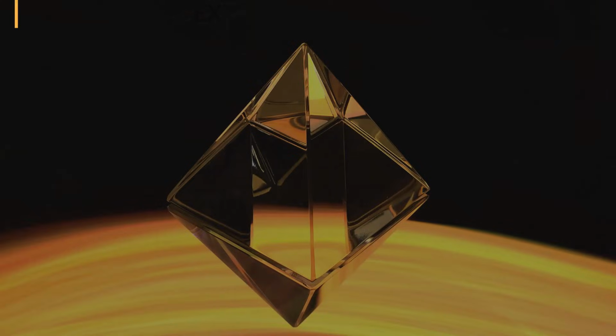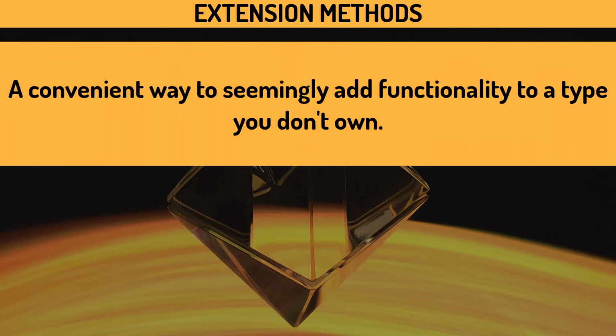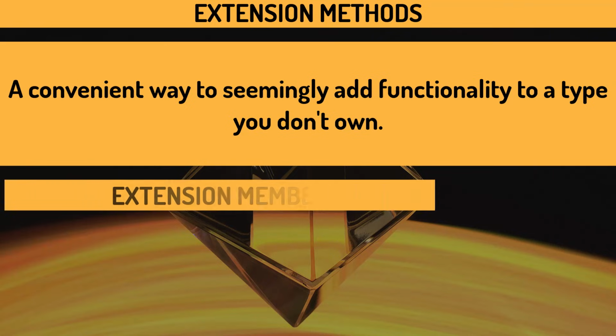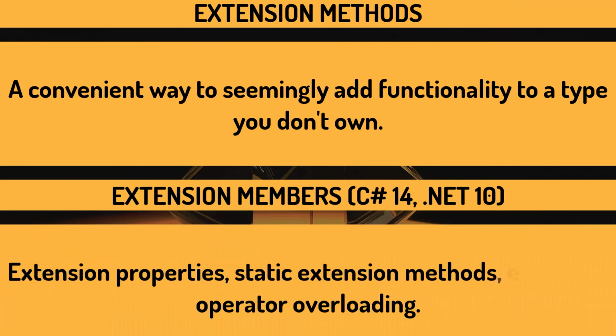Most C# developers know extension methods. You've probably written a few yourself. A convenient way to seemingly add functionality to a type you don't own. But C#14, which shipped with .NET 10, didn't just give extension methods a new look. It gave us capabilities that were never possible before. Extension properties, static extension methods, and even extension operator overloading. Today we are going to look at all of them.